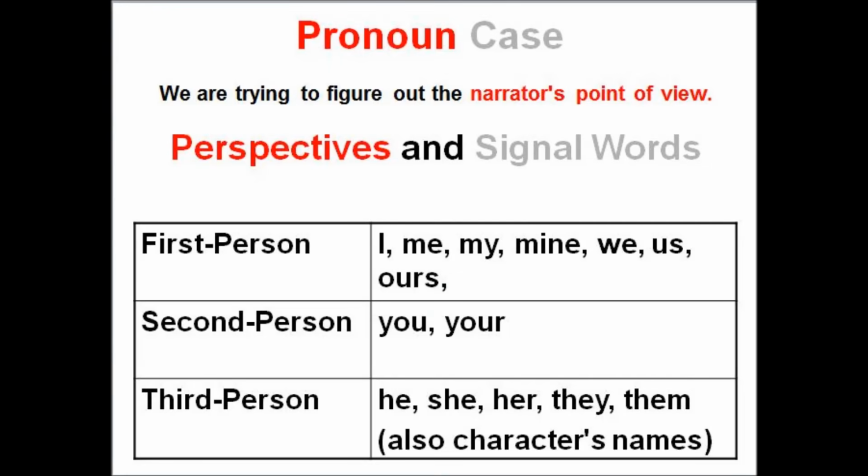And the trick to it is looking at the pronouns being used. First person, you'll see a lot of I, me, my, mine, we, us, ours. It's being told from the perspective of one of the characters. Second person, you're going to see you or your. That actually puts the reader as the main character. It's not commonly used. More common is third person, where you have a narrator telling the story about characters, but the narrator is not part of the story itself.